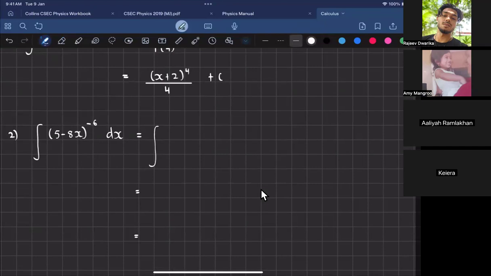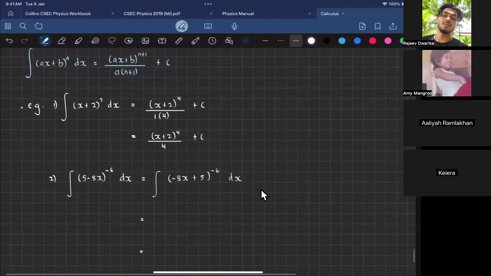So if you wanted, you could write this in the specific form because it's not in the exact form. What I could have done is say that this is equal to minus 8x plus 5 to the power minus 6 dx. Is this in the exact form of ax plus b? Yeah, so a is minus 8 and b is 5. Awesome. And n is minus 6.